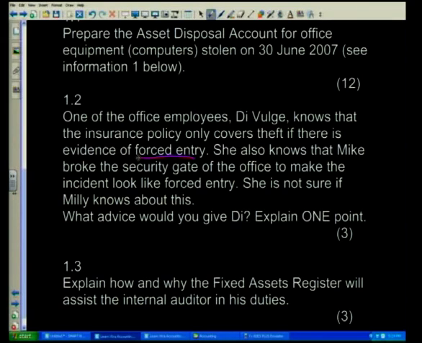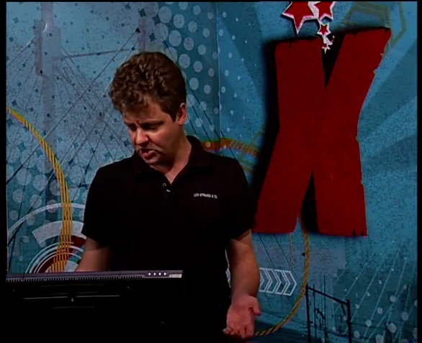She also knows that Mike, in other words, that's one of the owners of the business, broke the security gate of the office to make the incident look like forced entry. So what this means is that when the computers were stolen, there was no sign of somebody breaking in. Perhaps somebody forgot to lock the office, or perhaps somebody left the door open, or something like that happened, so that people came in, stole the computers and left without damaging the door or damaging the window or breaking a lock or something of that nature.